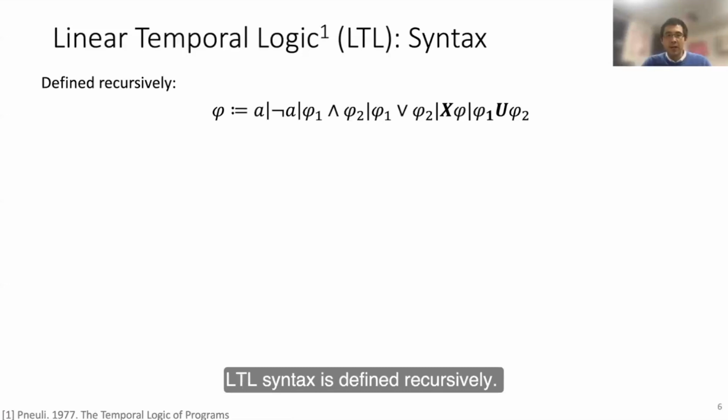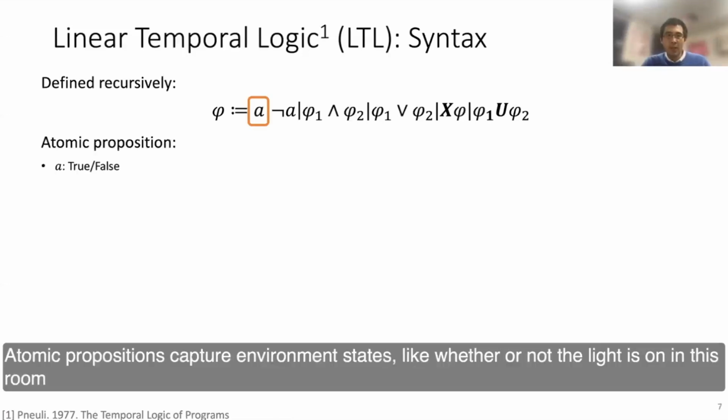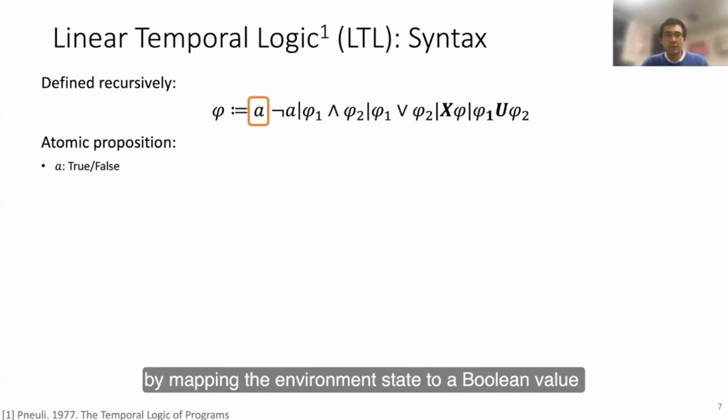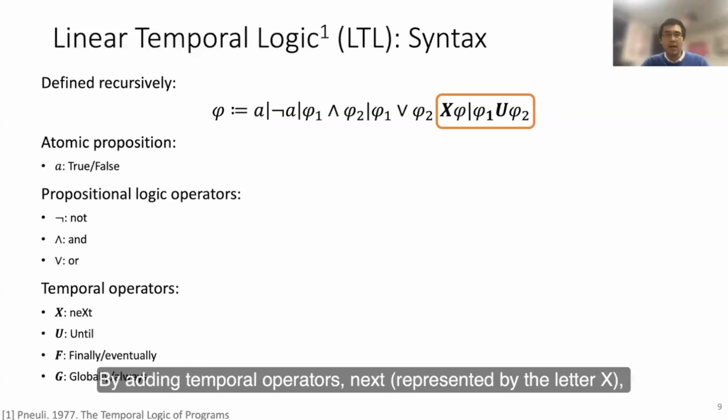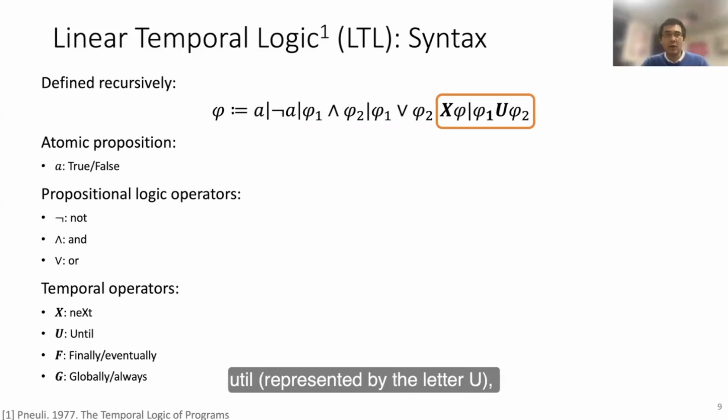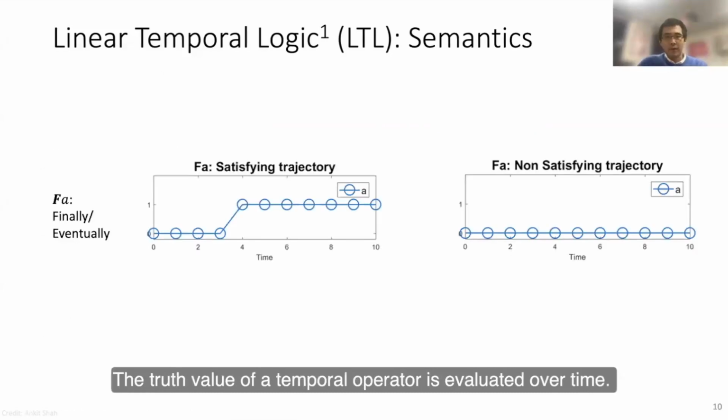LTL syntax is defined recursively. Atomic propositions capture environment states, like whether or not the light is on in this room, by mapping the environment state to a Boolean variable. LTL expands the operators of propositional logic, not and or, by adding temporal operators: next, represented by the letter X, until, represented by the letter U, finally or eventually, represented by the letter F, globally or always, represented by the letter G. The truth value of a temporal operator is evaluated over time.